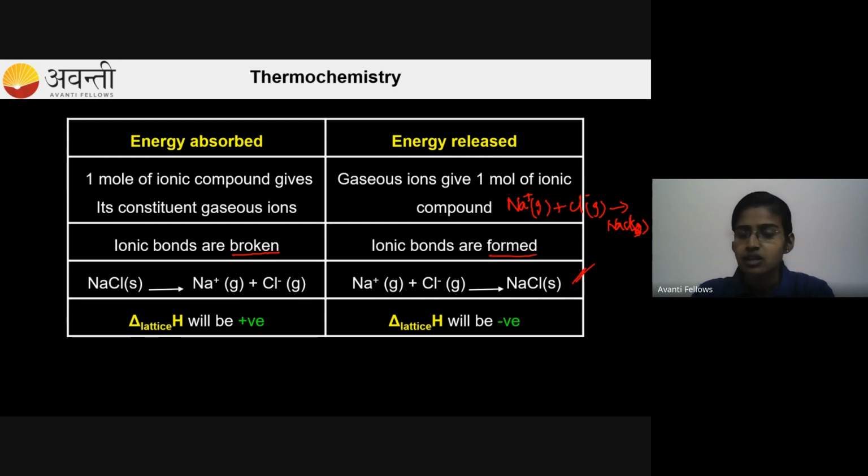The example is given here. For the bond breaking process, delta H will be positive, and for bond formation it will be negative. This is the difference between an exothermic process and an endothermic process. The first case is endothermic, and the second case is exothermic in nature.